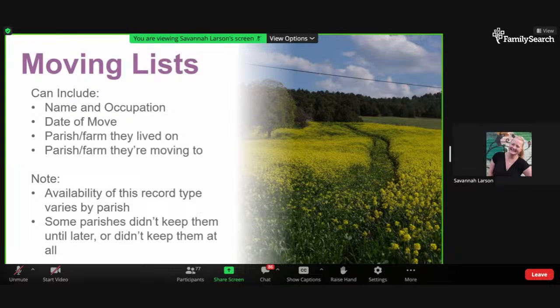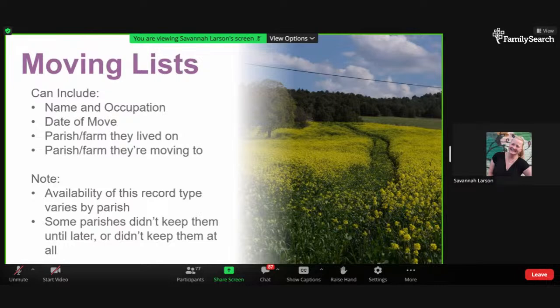So, it will give you more detail about the parish that the record's actually being kept in. So if you're looking for somebody who's moved, you'll want to look where they moved out as well as where they moved in, because both records will be important. And the availability of these is very varied, so don't worry if you can't find it. You can usually work around having moving records, but they are useful when you can find them. So it's always worth checking.